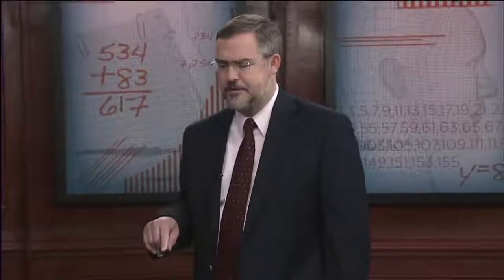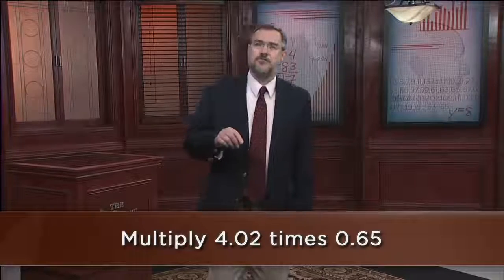Now, let's look at one last example of multiplication of decimal numbers before we move on to some division problems. I'd like to suggest that you try this one on your own to see how you do, and then we'll come back together and see if you got the right answer. Here's what we're going to do. I want you to multiply 4.02 times 0.65. Now, as before, let's start by writing the problem vertically.